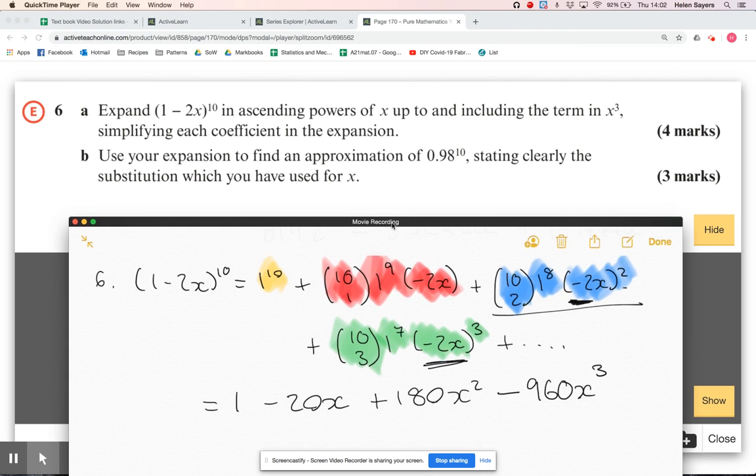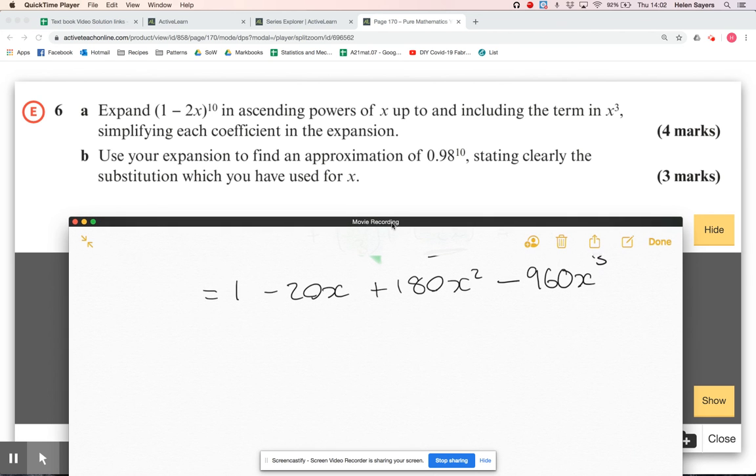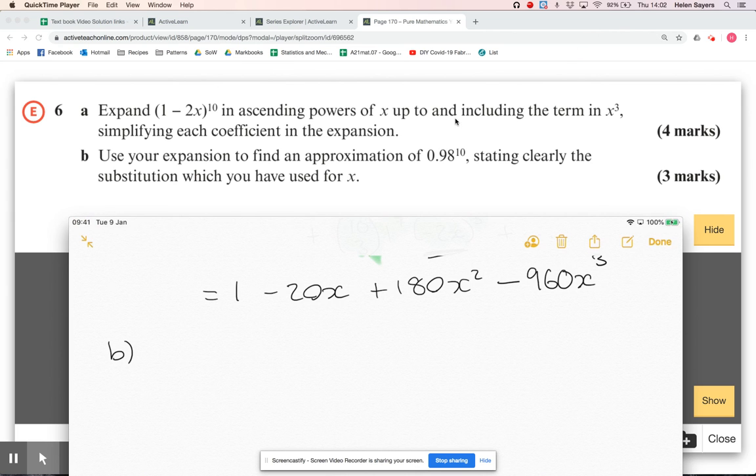We're now being asked to use that expansion, so use that answer there, to approximate a value for this. So we expanded 1 minus 2x to the power of 10, and we want to use that to approximate 0.98 to the power of 10. These questions only really work if the power they're asking for is the same as the power in the expansion that you just did. So if they're both to the power of 10, then I can just lose the power of 10 and say, okay, so I want 1 minus 2x to be 0.98.